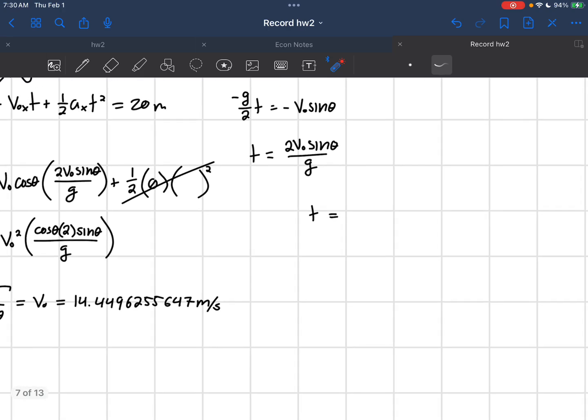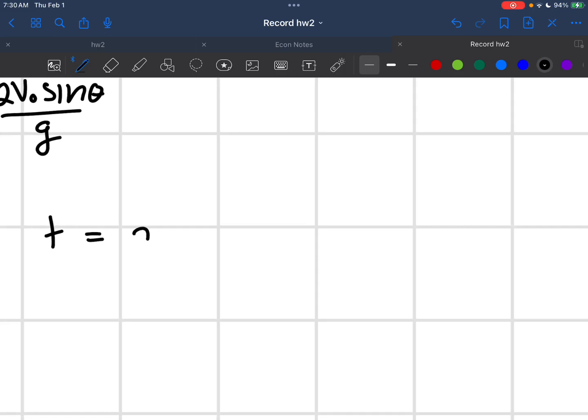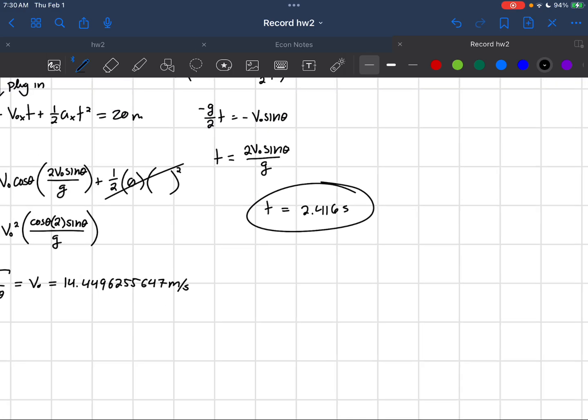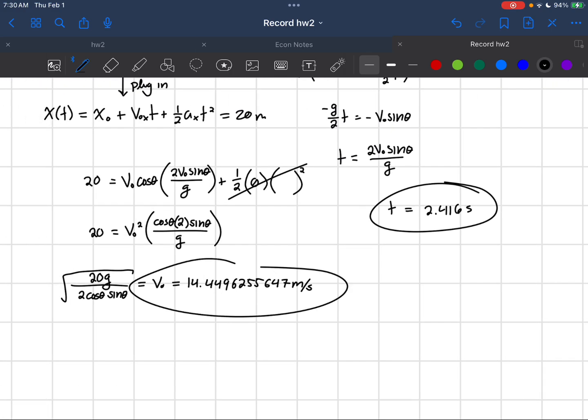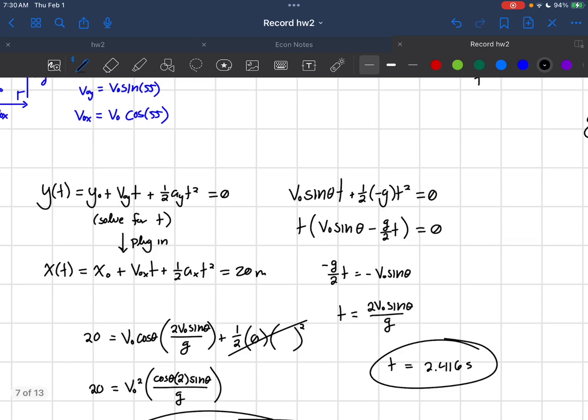So when I plug in my positive g value, because I already counted for the sign, my initial velocity, and my theta, I'm going to end up getting 2.416 seconds. So how long was the ball in the air? 2.416 seconds. I should circle this as well. Okay.